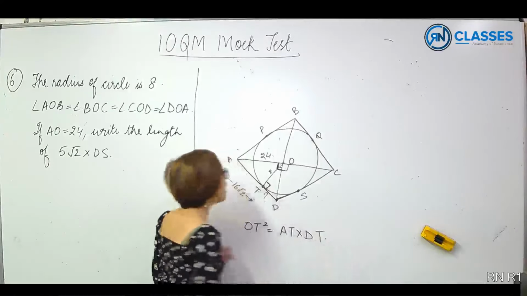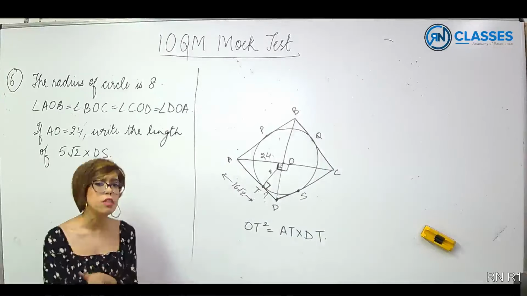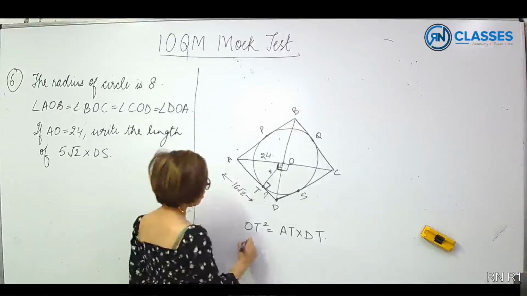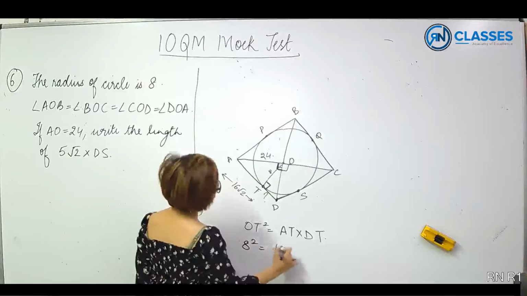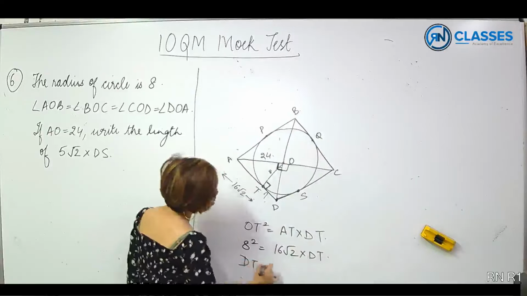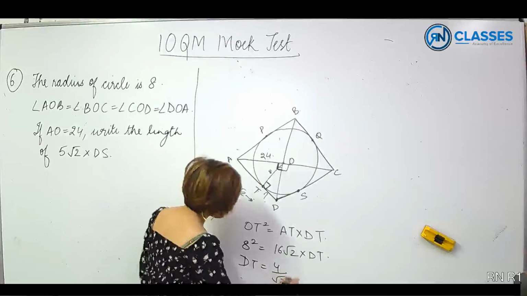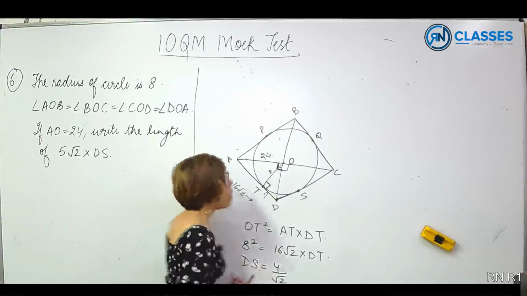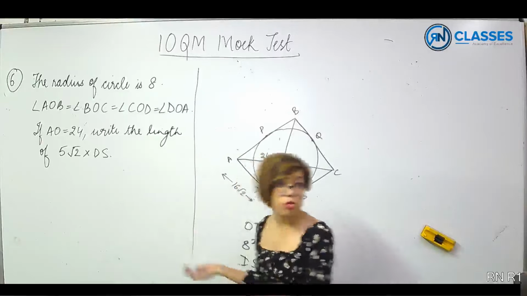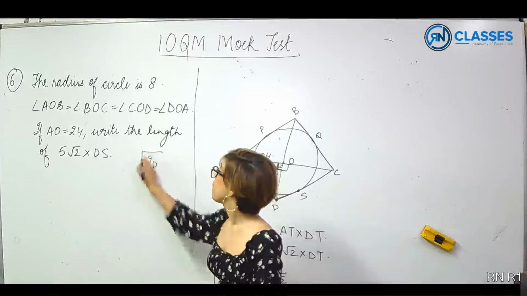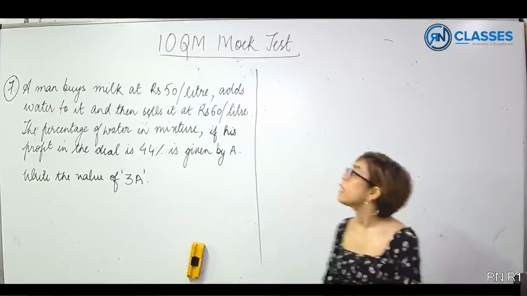You can easily write it, and in fact, we do remember the result. We have done this question so many times in class 9, right? So OT square is obviously nothing but 8 square is equal to 16 root 2 into DT. I can find out the value of DT, which turns out to be 4 by root 2. Right? That means DT is this, so that means DS is this. Now, he says you need to find out 5 root 2 into DS. Just substitute it and your answer will be 20.